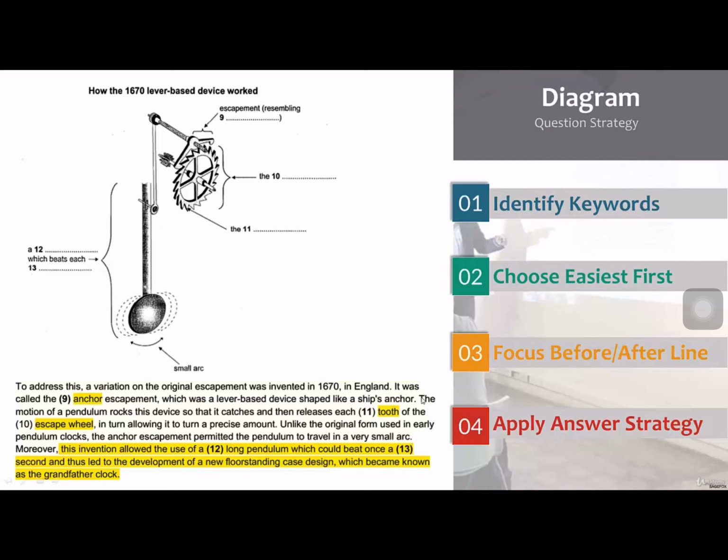All right. And then for the next one, the motion of a pendulum rocks this device so that it catches and then releases each. Answer is tooth. Right. It catches and releases. So they're talking about right here. Right? It's catching and releasing, catching and releasing. What is it catching and releasing? It's catching and releasing from each tooth of the number 10 escape wheel. So here you see you find number 11 before you find number 10. Right? Number 11, we're talking about a circular motion. You should be able to identify that is a wheel.